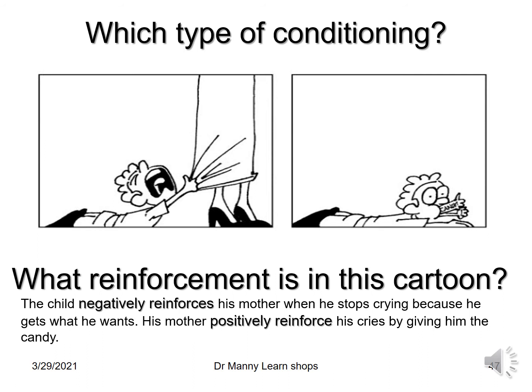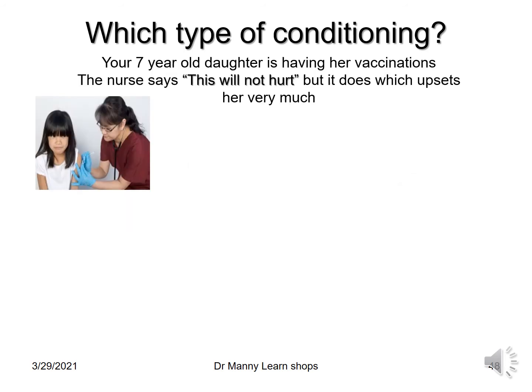The kid cries. Every time the kid cries, mother shoves a candy bar in his mouth. This is operant conditioning. Which type of conditioning is this?